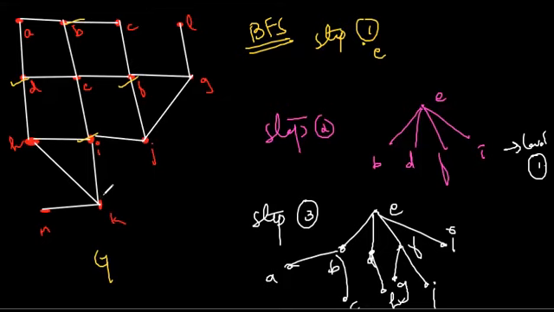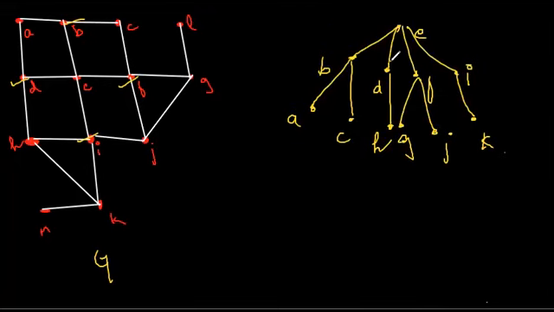So the new vertex which is adjacent to I is only K. So I am writing K. So this all will become your level 2. Let me write it clearly in the next step. So these are your level 1, then level 2 vertices.